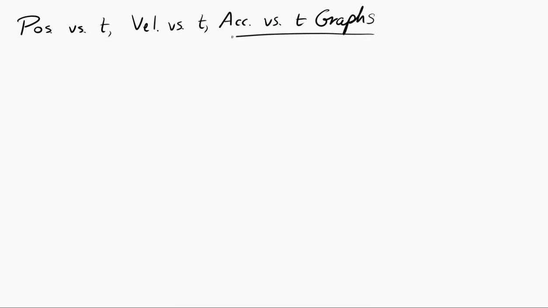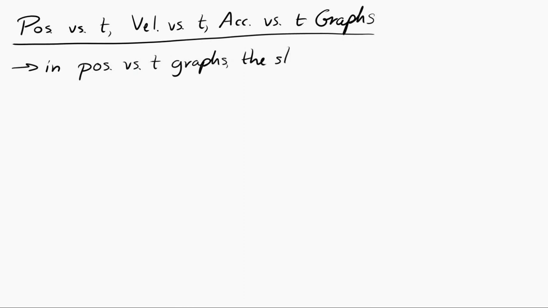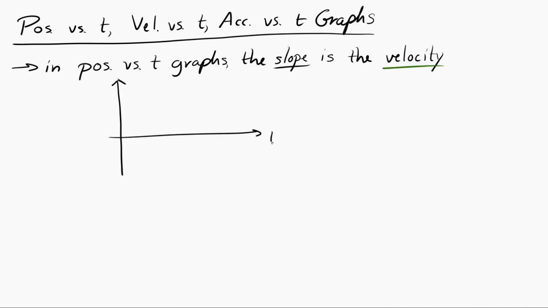Let's take a look at position, velocity, and acceleration versus time graphs. So we've already seen that with position versus time graphs, the meaning of the slope of that graph is that it is the velocity. And that's pretty straightforward if you have uniform motion, because in uniform motion, you'll have a linear position versus time graph.